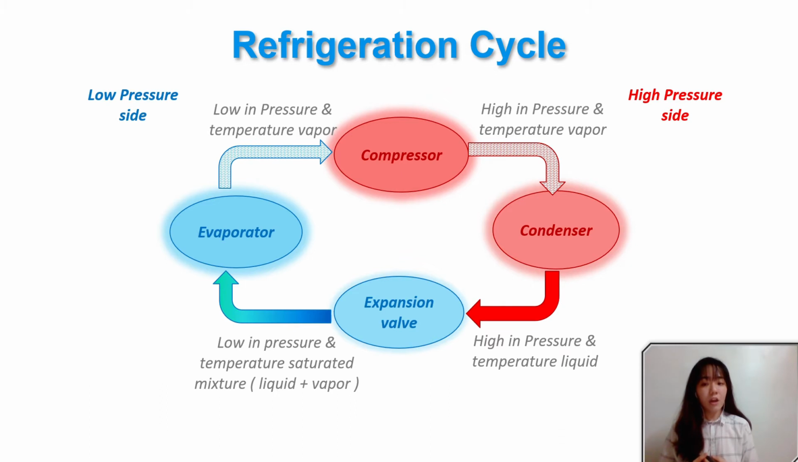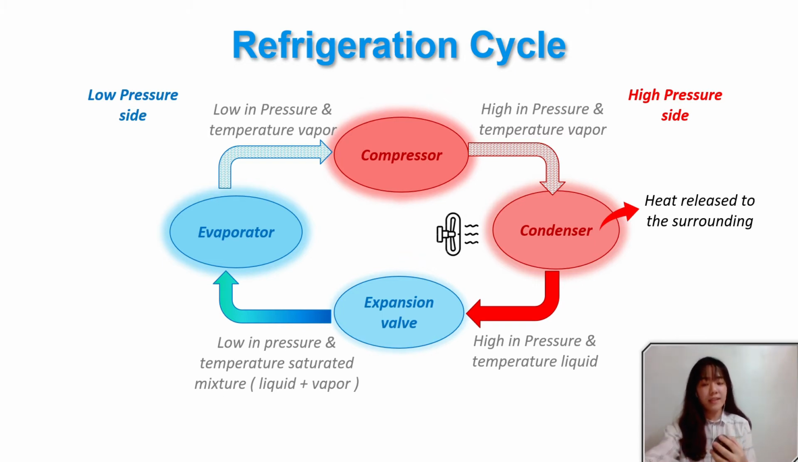According to the second law of thermodynamics, heat will flow spontaneously from a hotter body to a colder body. So when the hot refrigerant vapor enters the condenser, it will start releasing heat to the surroundings, and at the same time, it condenses from vapor form into liquid form. A fan is installed to liberate the latent heat past the condenser coil to prevent it from overheating and ensure the process of condensation.